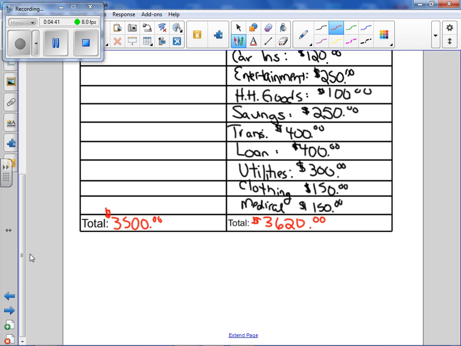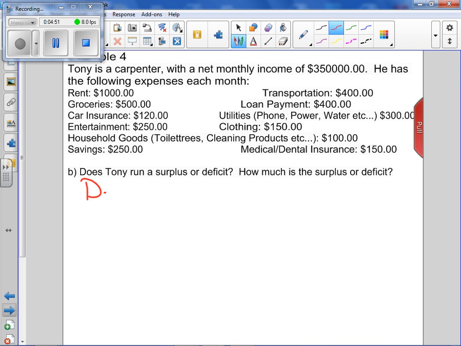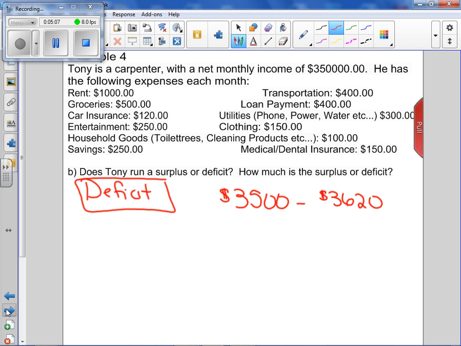Right away I see that he's making less than what he's spending, so I know that Tony is going to have a deficit. To find out how much his deficit is, I take how much money he earns, which is $3,500, and subtract off what he spends, and I get 120 bucks. So he's short $120.